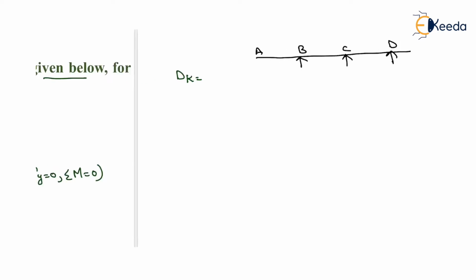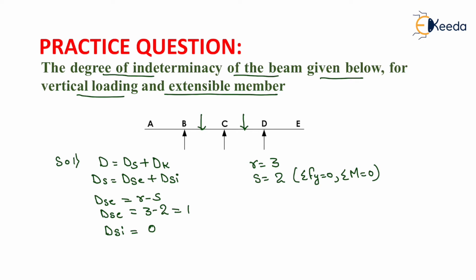Now we will draw the beam again here, and we just make the three simple supports like this, that is A, B, C, D, and the last free end will be E. Now we want to calculate here the total kinematic indeterminacy, and the beam is subjected to vertical loading and extensible members.